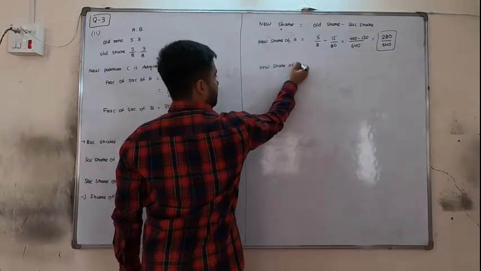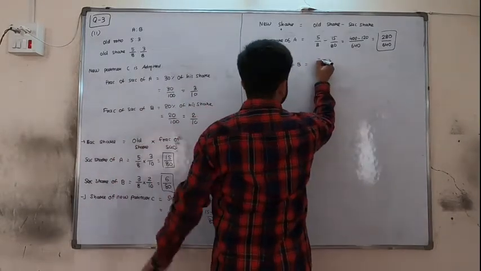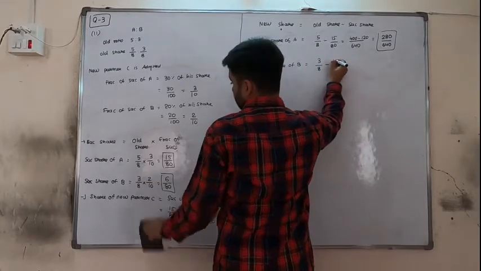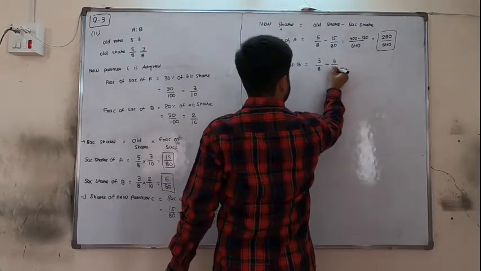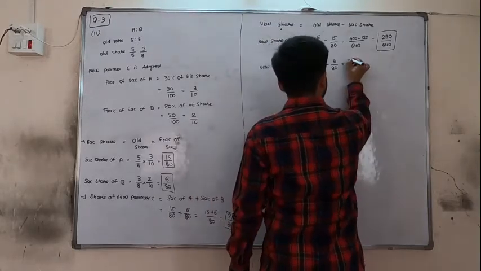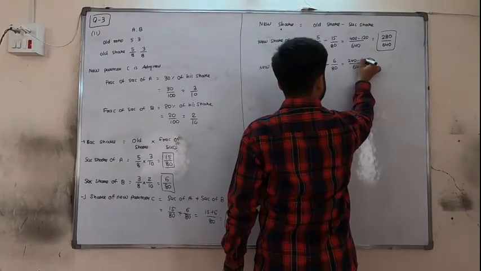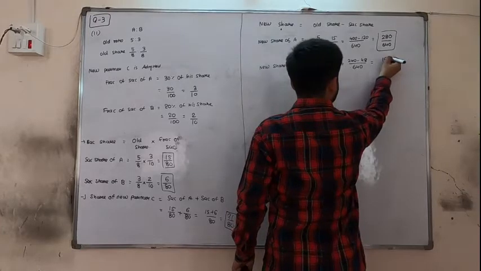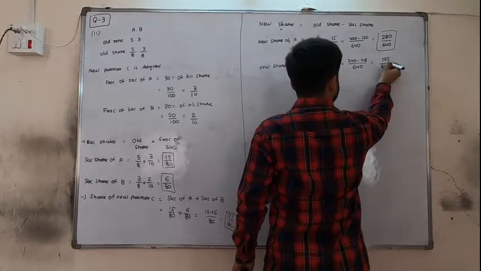New share of B. Old share of B is 3 by 8. Sacrifice is 6 by 80. So 80 into 8 is 640. 8 threes are 24, so 240. 8 sixes are 48. So it is 192 divided by 640.